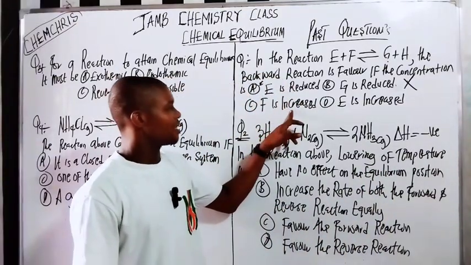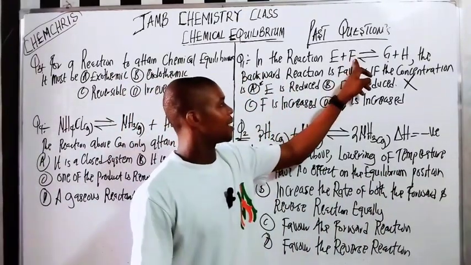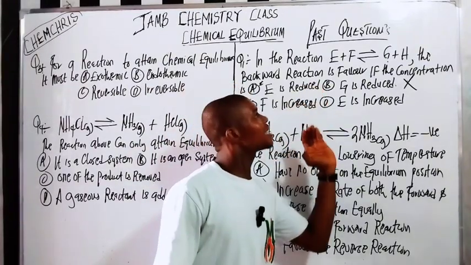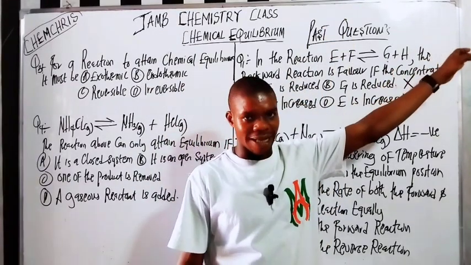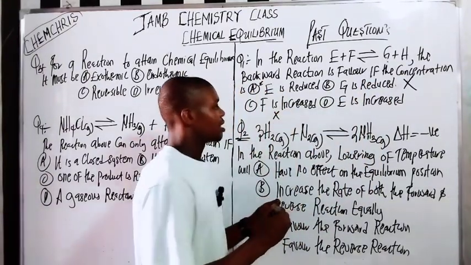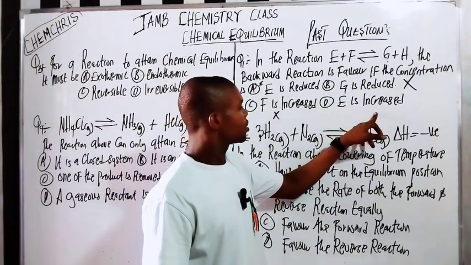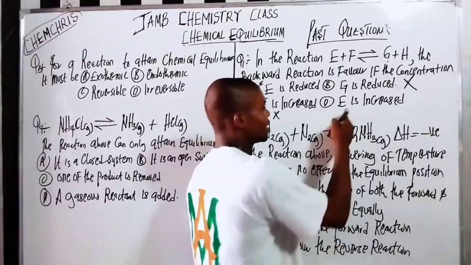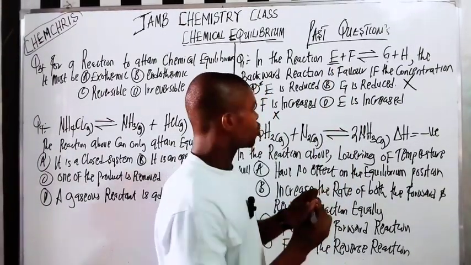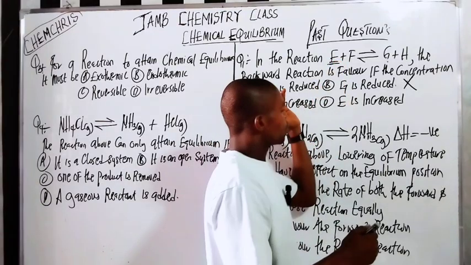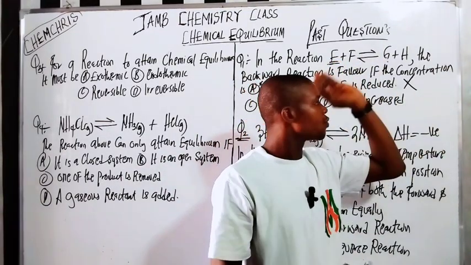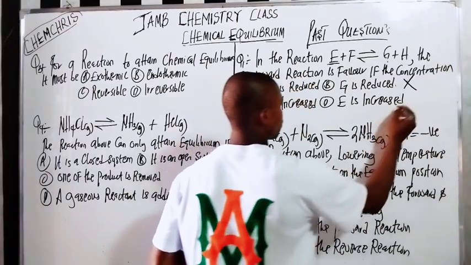F is increased. Look at something here. If you increase this one here, remember F is a reactant, right? If you increase F, it will move to the right-hand side. Do you understand? So this one is not the answer. E is increased. No. If you increase E, remember E is a reactant, right? So if you increase E, it will move to the right-hand side, which moves the reaction forward. So this one is wrong.